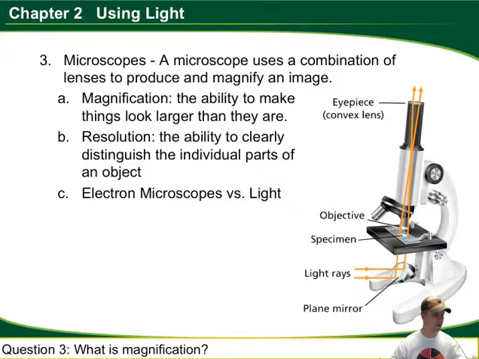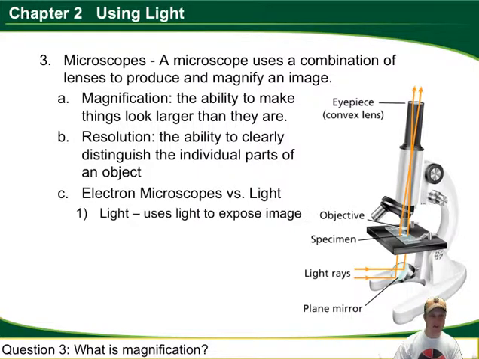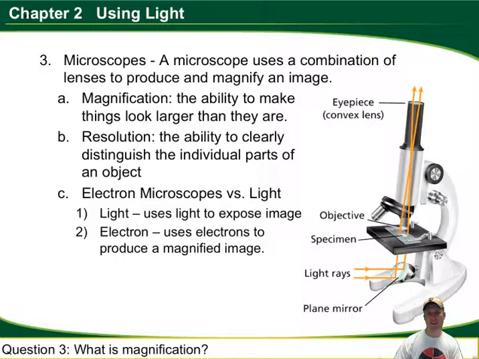And one thing to understand too is there are different microscopes. There's the light microscope and the electron microscope. Light microscopes are just passing light rays through the specimen, and those light rays carry that image to our eyes. An electron microscope actually uses tiny particles, electrons, that basically take pictures of extremely small objects. We're going to have an electron microscope coming in later on, and we'll get a chance to see what that looks like. It's pretty awesome and pretty close up. So light microscopes use light to expose, and electron microscopes use electrons to produce a magnified image.